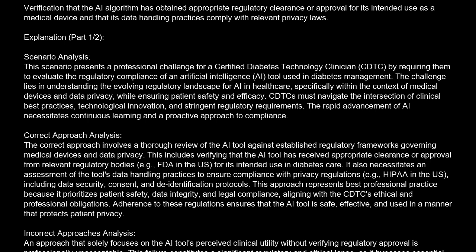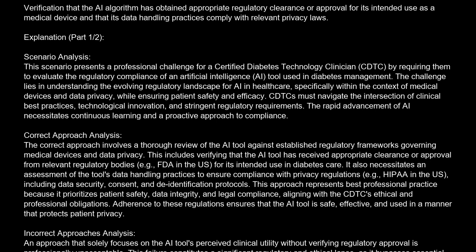Explanation. Scenario analysis. This scenario presents a professional challenge for a certified diabetes technology clinician, CDTC, by requiring them to evaluate the regulatory compliance of an artificial intelligence, AI, tool used in diabetes management. The challenge lies in understanding the evolving regulatory landscape for AI in healthcare, specifically within the context of medical devices and data privacy, while ensuring patient safety and efficacy. The CDTC must navigate the intersection of clinical best practices, technological innovation, and stringent regulatory requirements. The rapid advancement of AI necessitates continuous learning and a proactive approach to compliance.